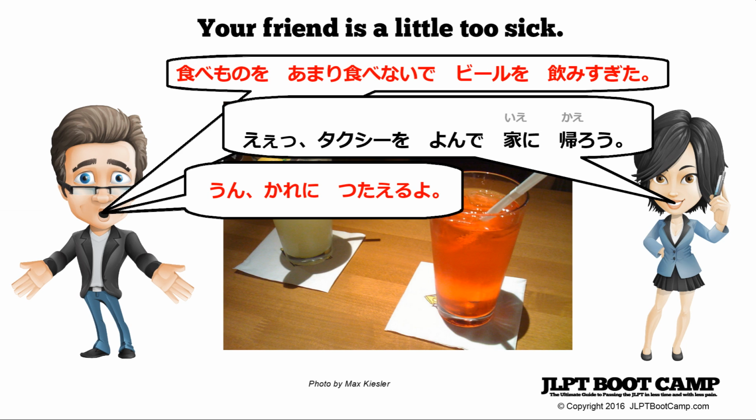And so your first sentence, tabimono, is food. O is the object marking particle. Amari is "not so much, a little bit." Tabenai de, so "didn't eat so much." And biru is beer. O is the object marking particle. Nomisugita. Nomi is the verb stem of nomu, to drink. And then sugiru is "too much." So he drank too much beer. Altogether, that basically means he didn't eat that much and he drank too much beer.